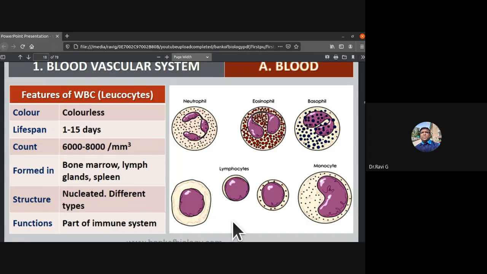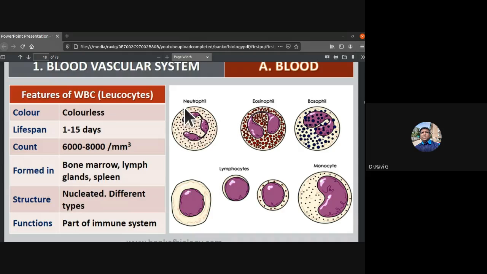WBC is a part of the immune system. Based on the presence or absence of granules, they are of two types. Granulocytes consist of neutrophils. Nearly 60 to 65% of total WBC is made up of neutrophils, the largest percentage in distribution. Then eosinophils and basophils. This is based on their staining ability.